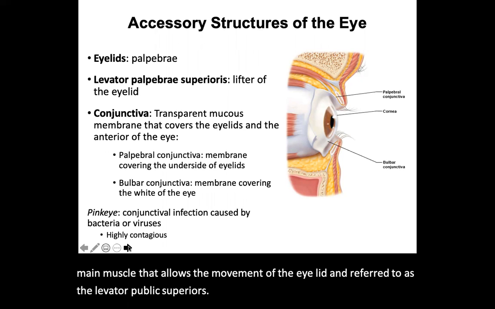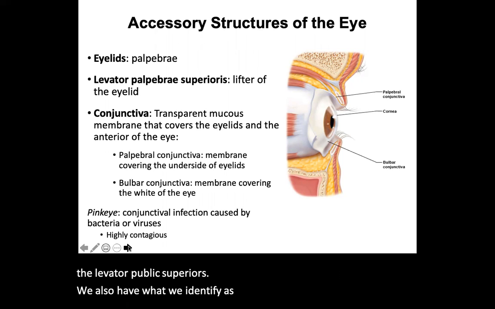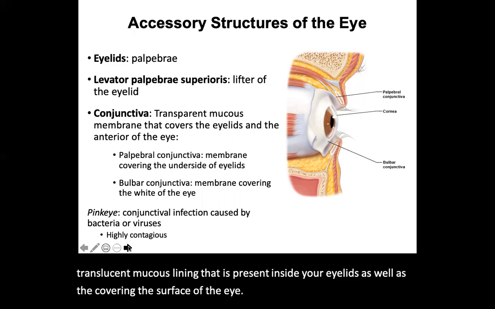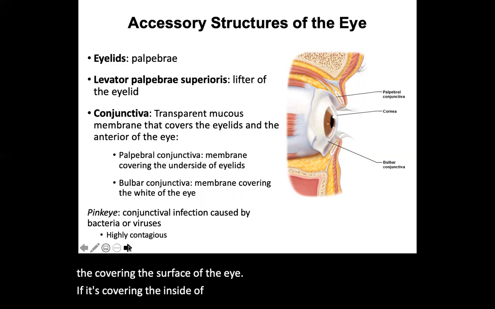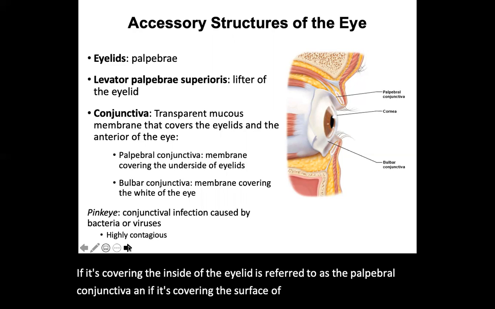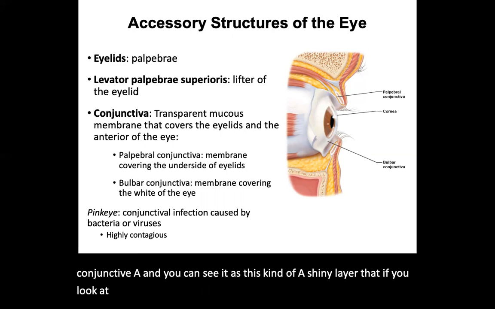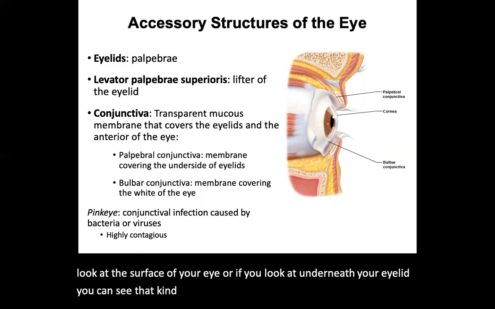We also have what we identify as the conjunctiva, which is basically a translucent mucous lining that is present inside your eyelids, as well as covering the surface of the eye. If it's covering the inside of the eyelid, it's referred to as the palpebral conjunctiva, and if it's covering the surface of the eye, it's called the bulbar conjunctiva. You can see it as a kind of shiny layer: if you look at the surface of your eye, or underneath your eyelid, you can see that glossy, shiny look, and that's the conjunctiva we're describing.